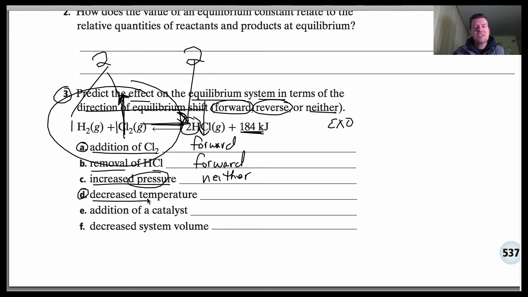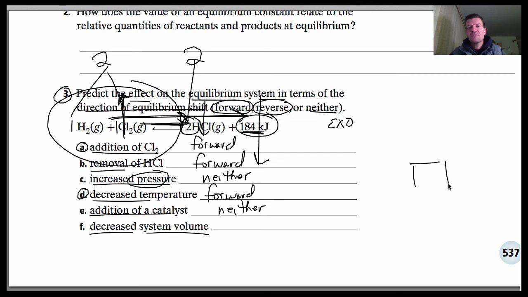D, decreased temperature. Heat energy is a product. If you take some of this away, then it's going to try to replace some of that. Well, how does it replace that? Forward direction produces more. So this is going to go forward. Addition of a catalyst. A catalyst is just going to speed things up. A catalyst never changes the equilibrium position. It's just going to make things go faster. So neither.